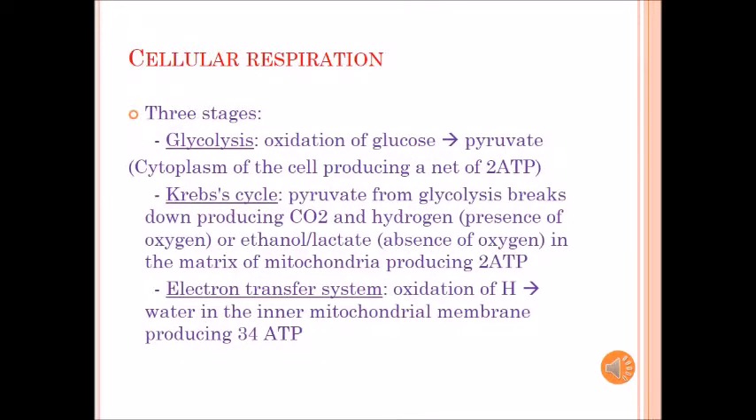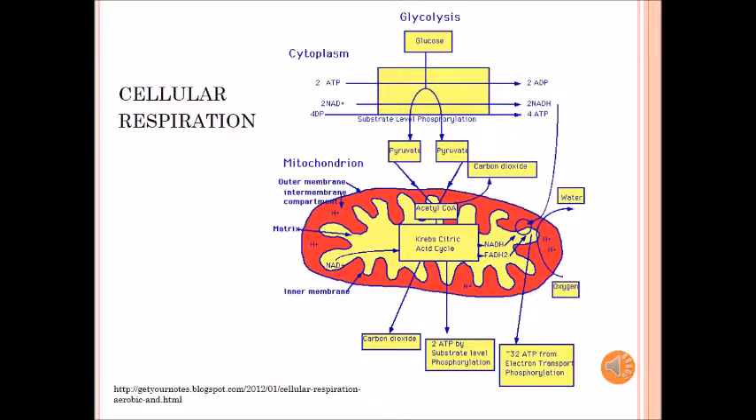We can see here that cellular respiration takes place in three stages: glycolysis, the Krebs cycle, and the electron transfer system. This picture shows cellular respiration in the mitochondria.